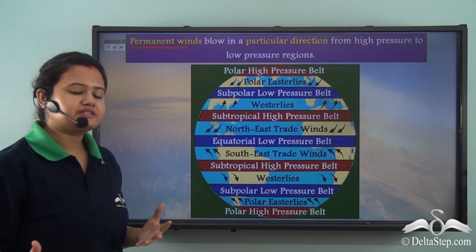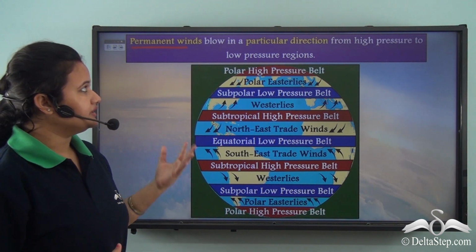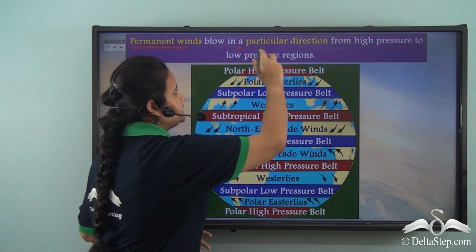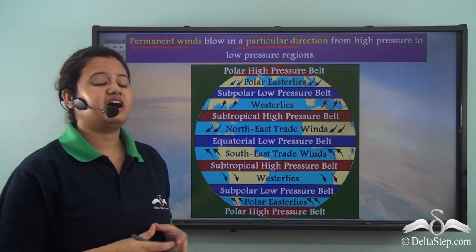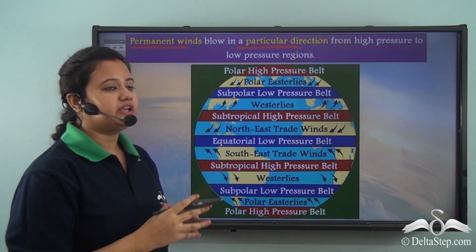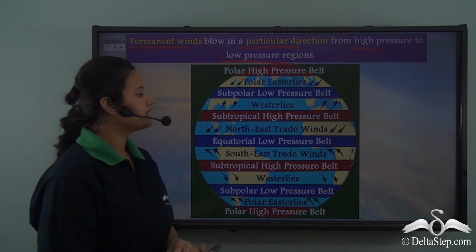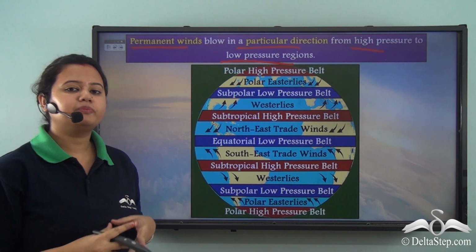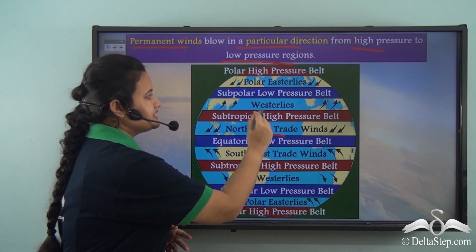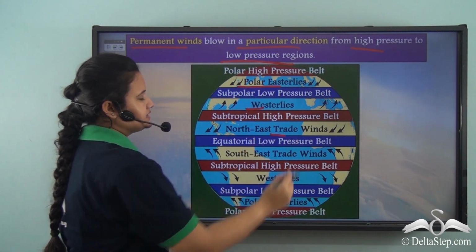So, what do we understand by permanent winds? Permanent winds blow in a particular direction. That is, these winds are very consistent and they blow from high pressure to low pressure regions. Some examples of permanent winds are trade winds, westerlies and polar easterlies.